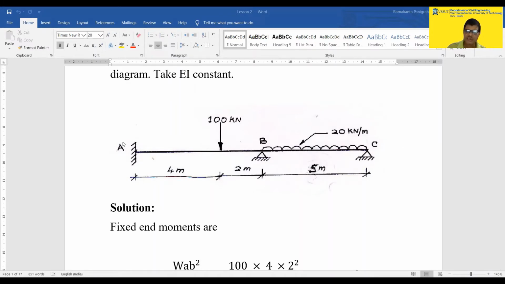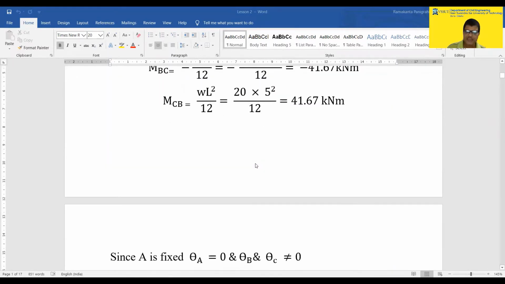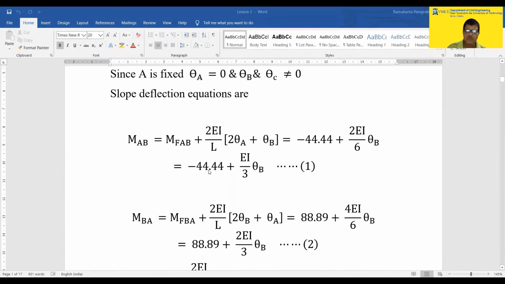So theta A is equal to 0, but theta B and theta C exist. And since A, B, C are at the same level, there is no sinking of supports or yielding of supports. Then delta for B with respect to A and with respect to C, or delta for C with respect to B, all become 0. So the delta value for the spans AB and BC will be equal to 0. Keeping that in mind, now we put in the equation.